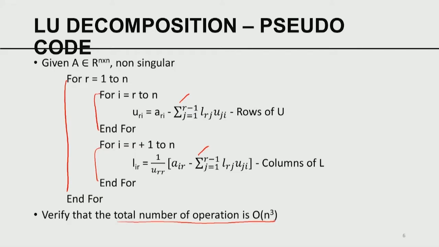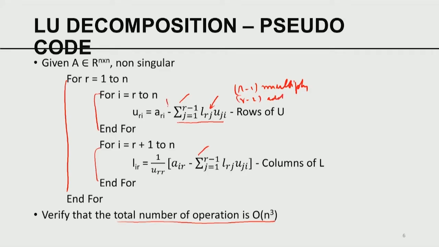For example, in this particular case, I am going to have to run j is equal to 1 to r minus 1. It is a summation, but before I sum, I have to multiply. So there are r minus 1 multiplies that will give me r minus 1 numbers. Then I have to add them all. To add two numbers, I have to make one addition. To add three numbers, I have to make two additions. To add r minus 1 numbers, I have to perform r minus 2 additions.